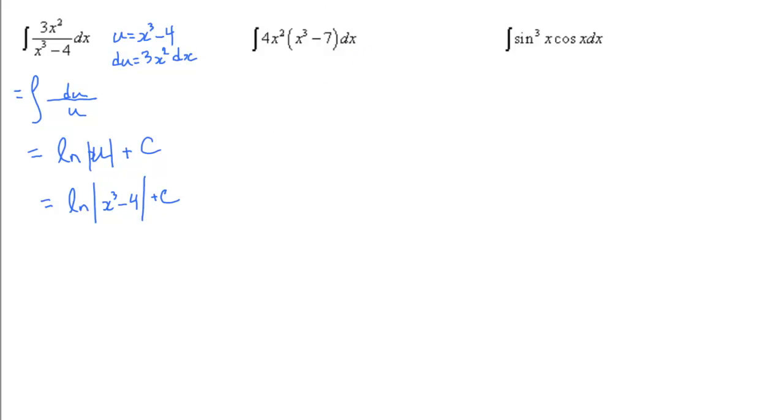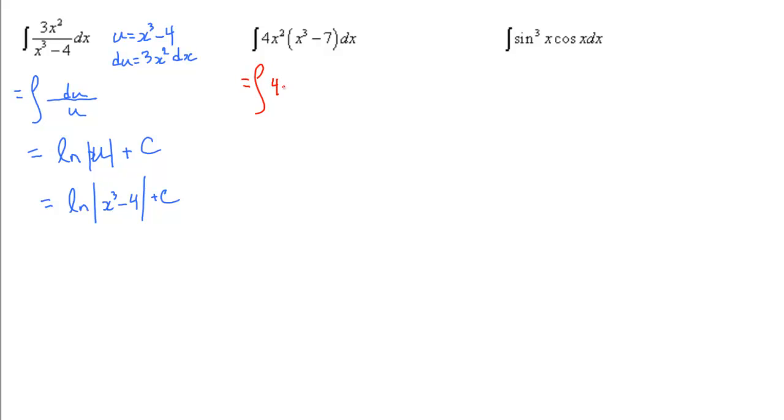The next example then, the integral of 4x squared multiplied by x cubed minus 7. There's two ways you could do this. We could multiply in the 4x squared and just integrate each piece separately. That will work fine. Or we can set u equal to the x cubed minus 7. Du will then be 3x squared, and remember the constants don't really make a difference, so we just remove the 3 and the 4 that we need there. But let's do it the other way.